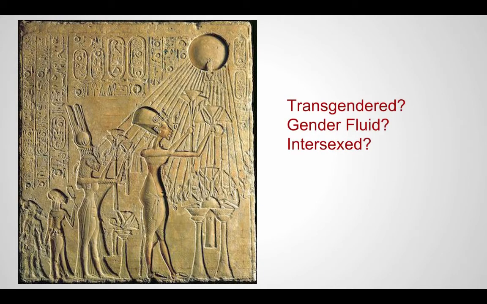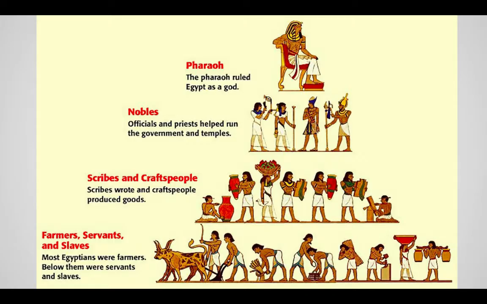Was Akhenaten possibly transgendered? Did he try to show himself as gender fluid, right? Kind of going back and forth between male and female to transcend gender markers to be some all-powerful being? Was he possibly intersex? I don't know. But it's very interesting to see this in the ancient world.